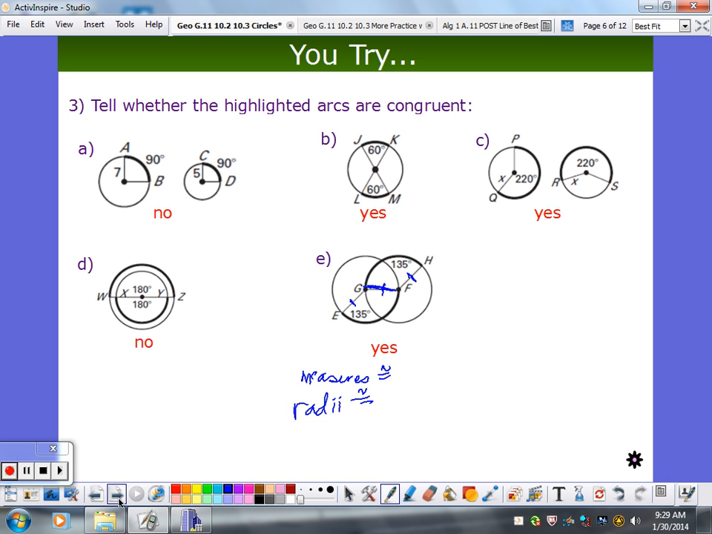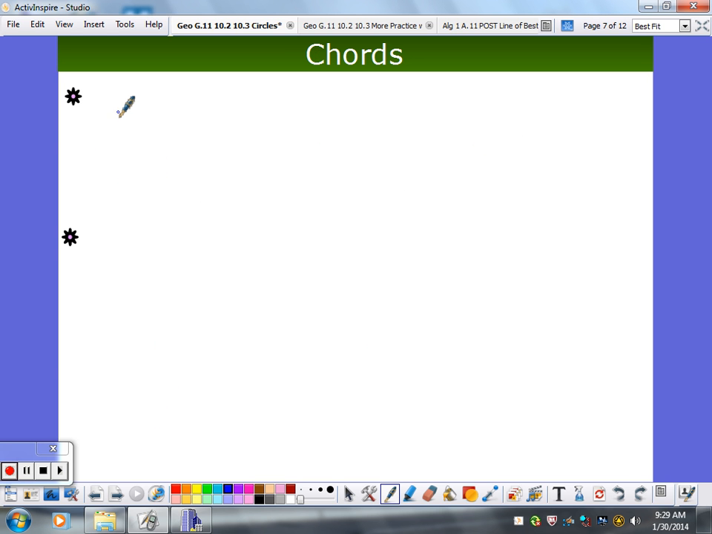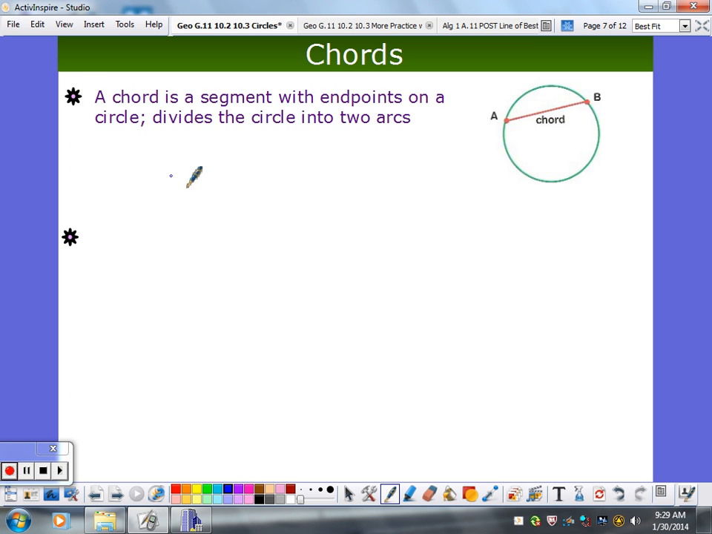You get nervous. Okay. Chords. Chords are the thing you play on a guitar or a piano. That's true, but these are circle chords.